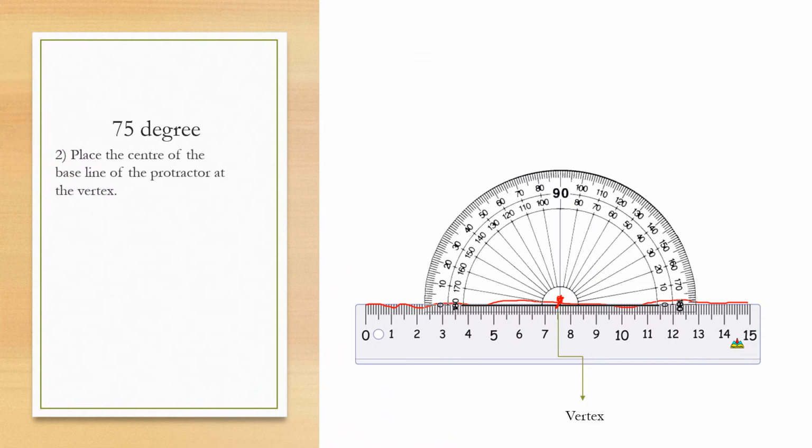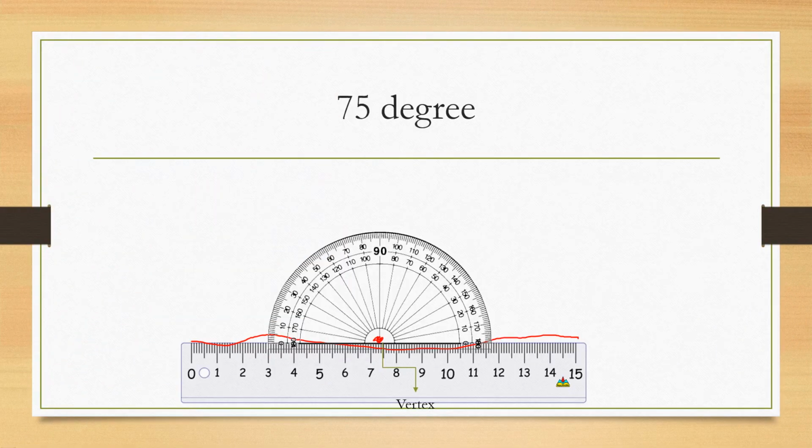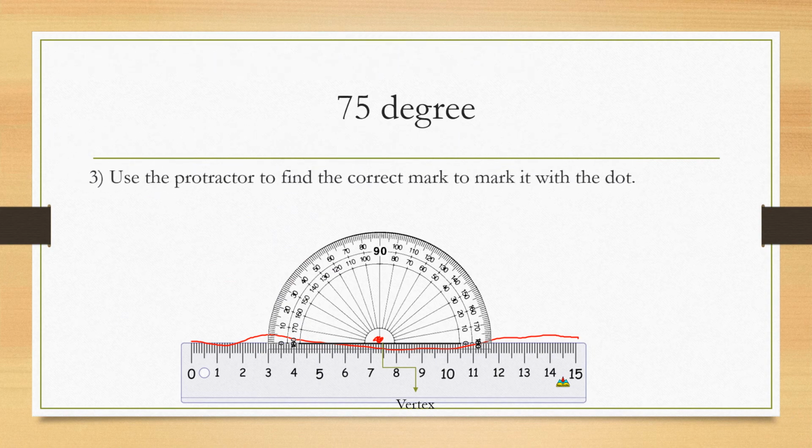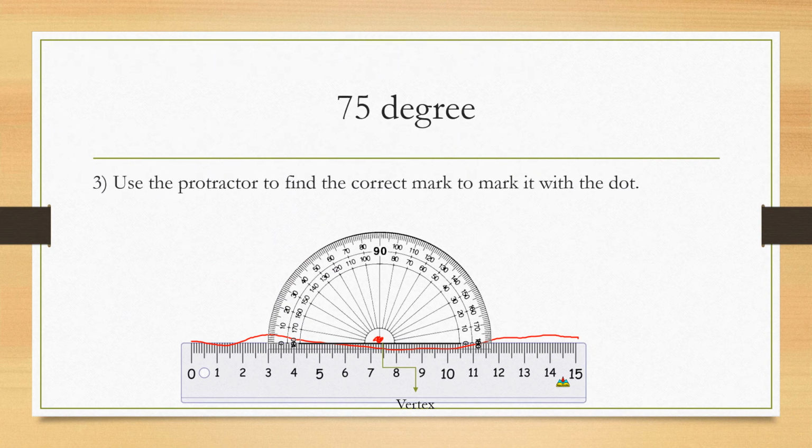Second rule is that we need to place the center of the baseline of the protractor at the vertex. So I already drew the line and I placed the protractor on the vertex. Now the next thing we need to do is that we need to use the protractor and find the correct mark to mark it with the dot. So I'm going to use the outer scale again and it's 75 degrees. So let us start 10, 20, 30, 40, 50, 60, 70. So the longer line is 75.